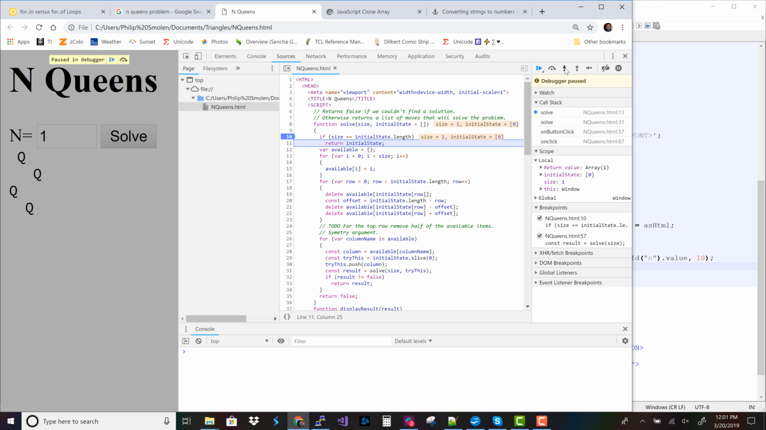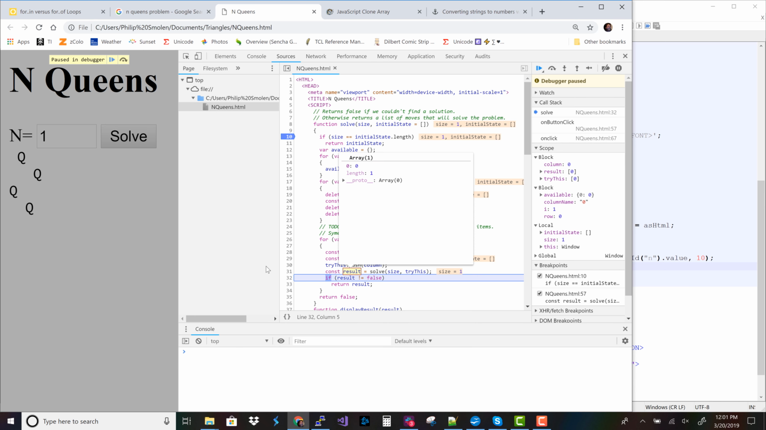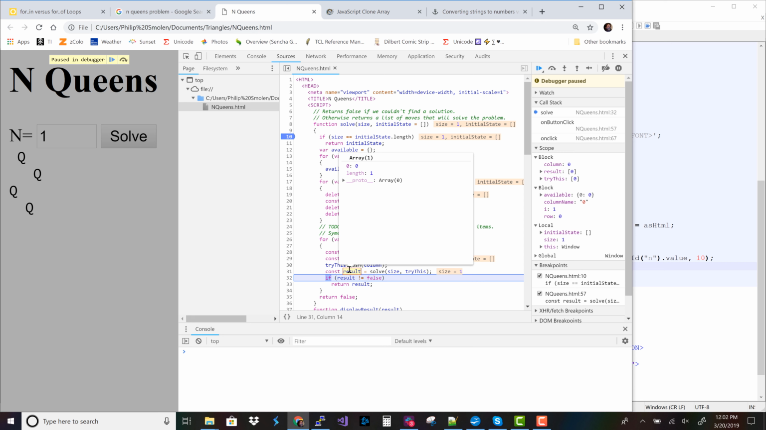Step, step. Okay, now we're back to the very first one. This was when we were solving the first row, and it tried to solve the second row, and that immediately returned because there's nothing to say except we're done. So result should not equal false. If result does not equal false, so result is the array.